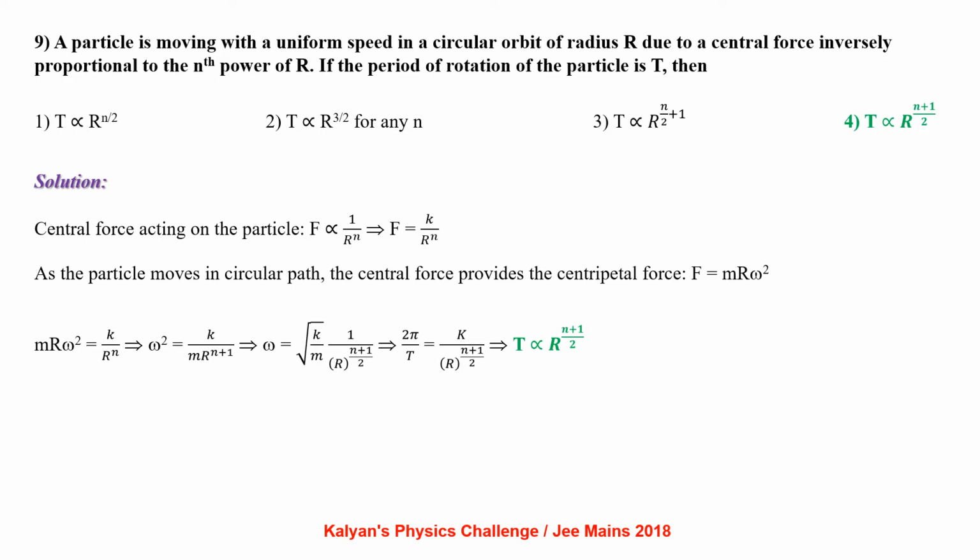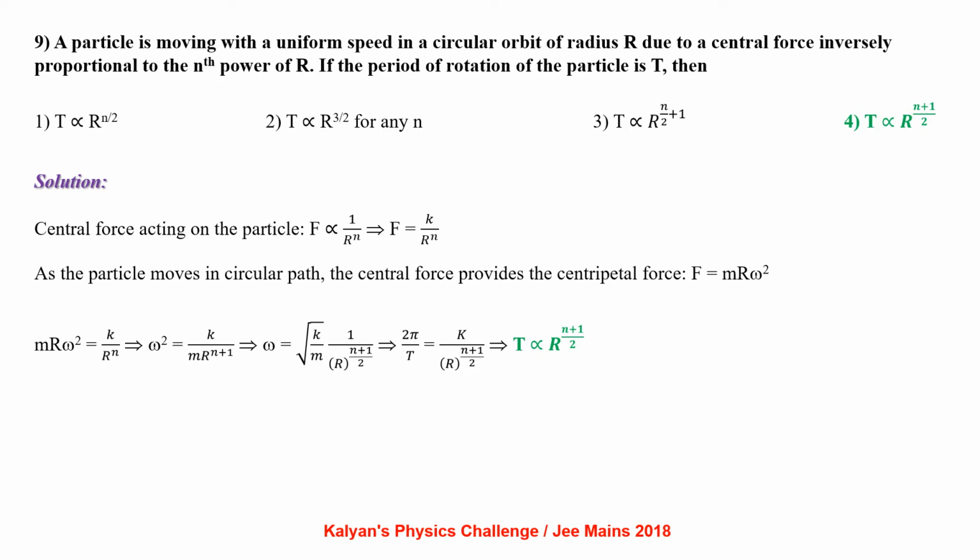A particle is moving with a uniform speed in a circular orbit of radius r due to a central force inversely proportional to nth power of r. If the period of rotation of the particle is T, then central force acting on the particle F is proportional to r power n. So F equal to k by r power n.